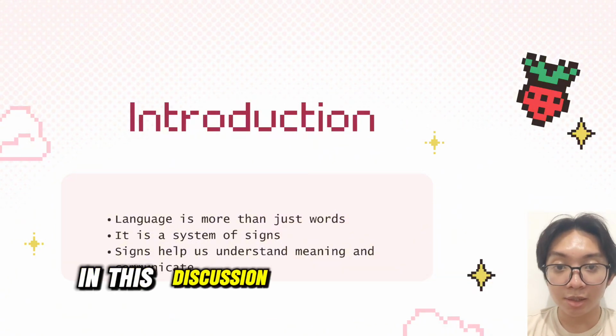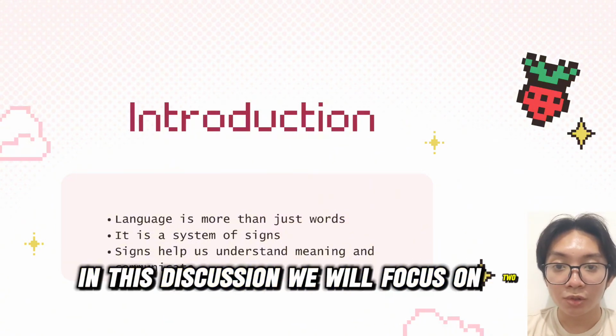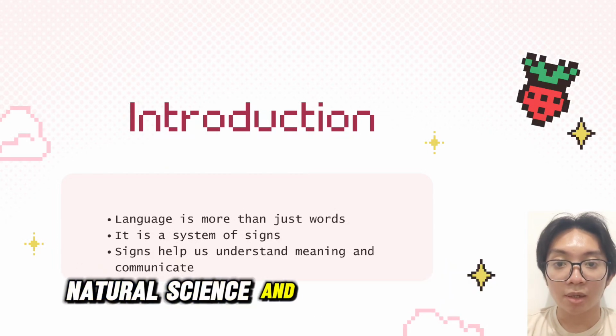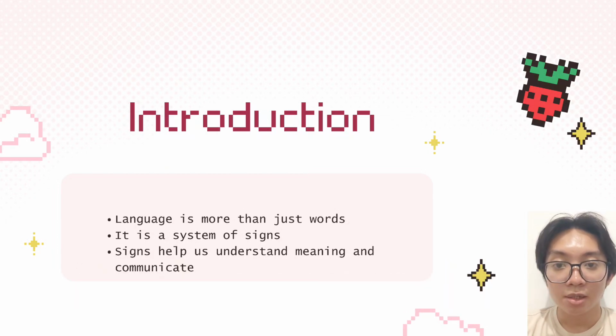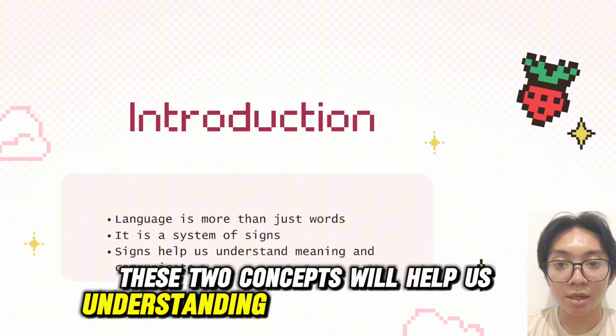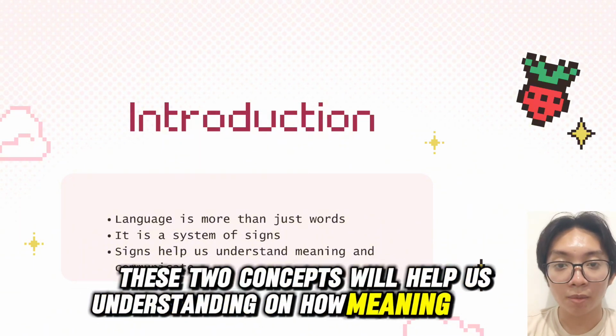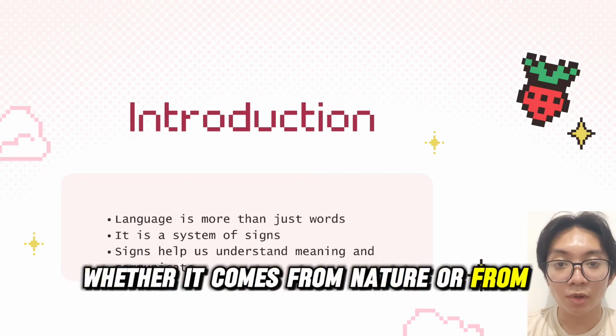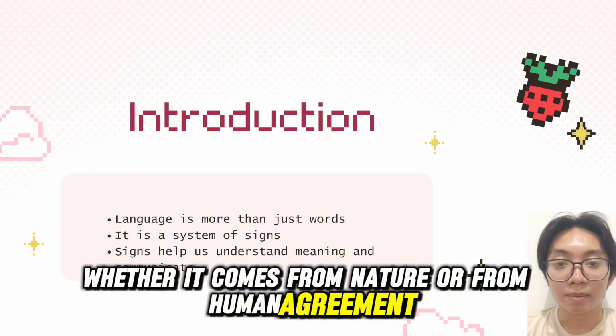In this discussion, we will focus on two important types of signs: natural signs and conventional signs. These two concepts will help us understand how meaning works, whether it comes from nature or from human agreement.